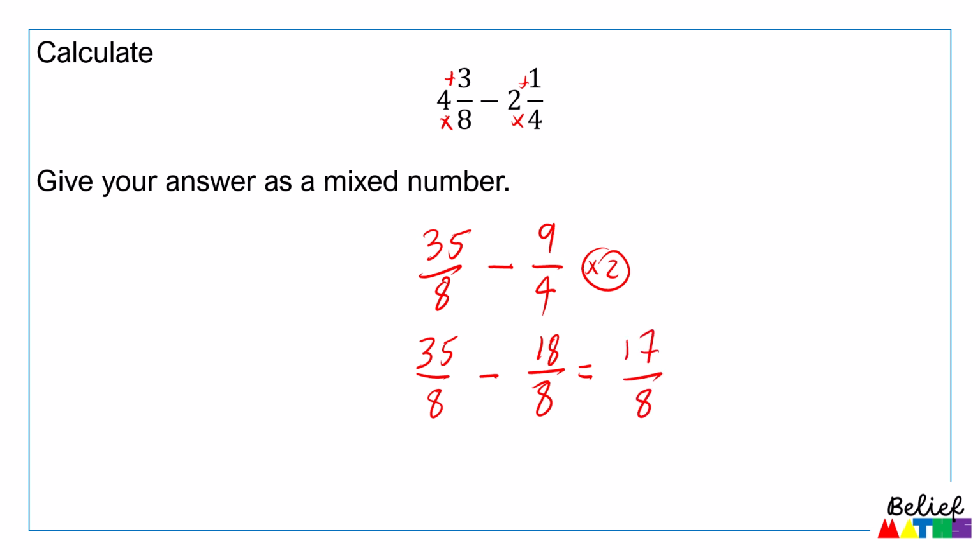Now we have to be careful here. This time it asks us to write as a mixed number, so we must convert it. We think, how many 8s go into 17? If we need to, write the multiples of 8: 8, 16, 24, 32. We can see 16, so it goes in twice, and then the difference between 16 and 17 is 1, so remainder 1. So it's 2 and 1/8.